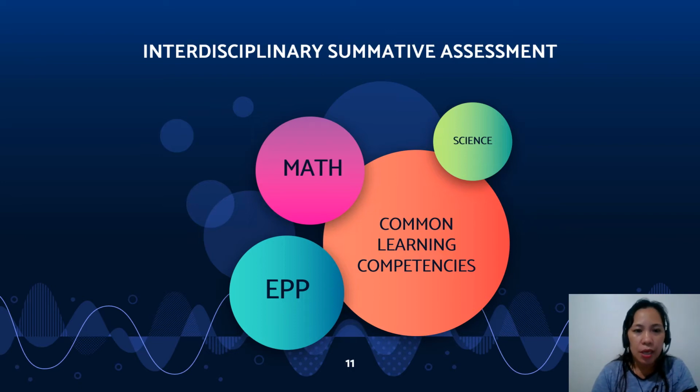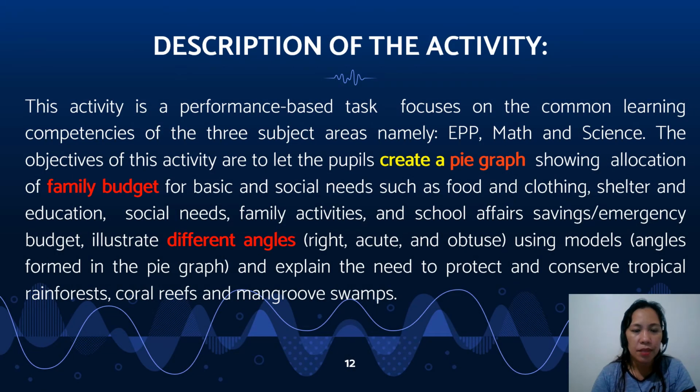So here is our interdisciplinary summative assessment. We will find the common learning competencies for EPP, Math, and Science. Description of the activity. This activity is a performance-based task, focuses on the common learning competencies of the 3 subject areas, namely EPP, Math, and Science.